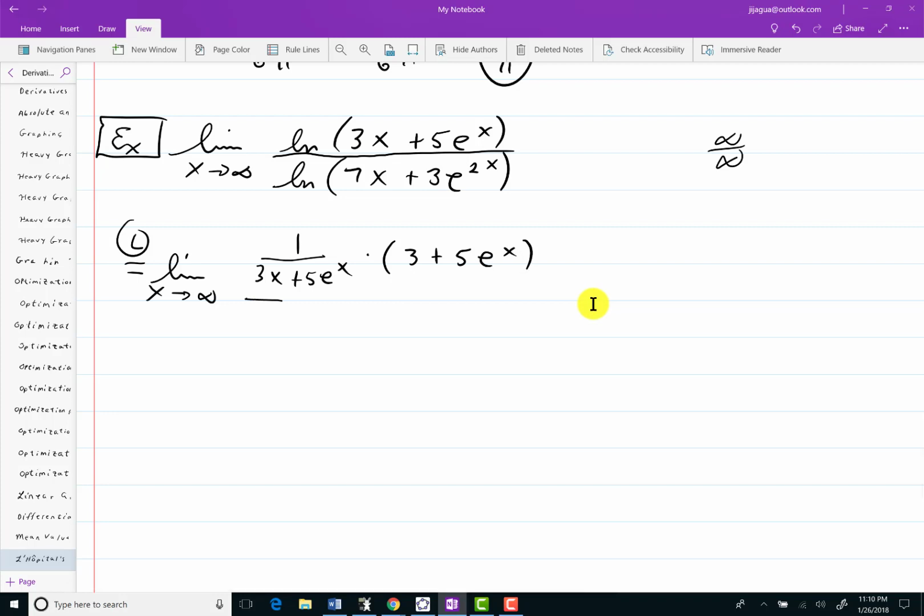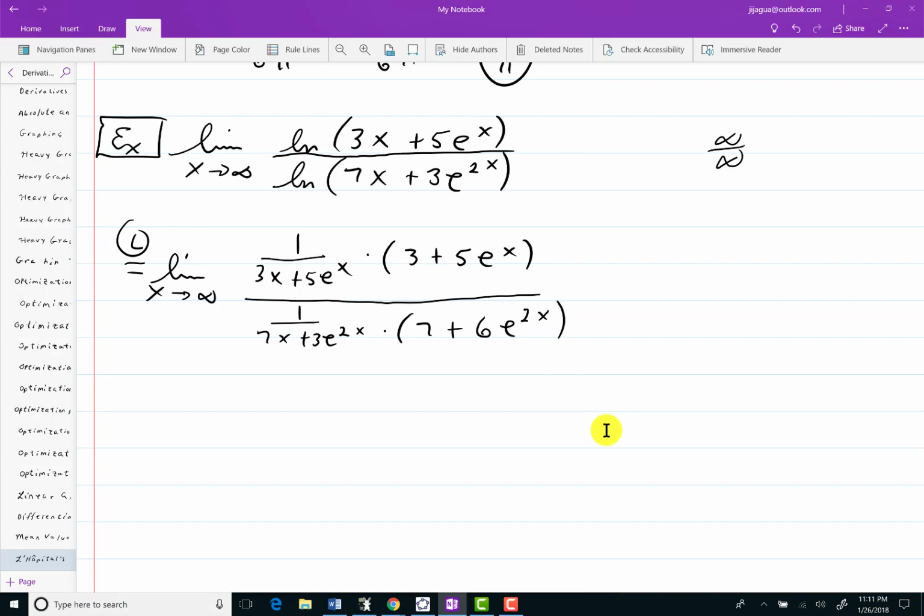The denominator works in a similar fashion. I got to first take 1 over this stuff, so I'll get 1 over 7x plus 3e to the 2x times 7 plus, this is a little more complicated because of that 2. When you take the derivative, it'll be 3e to the 2x, but then when you take the derivative of 2x, you're going to get an extra 2. So you get 6e to the 2x.